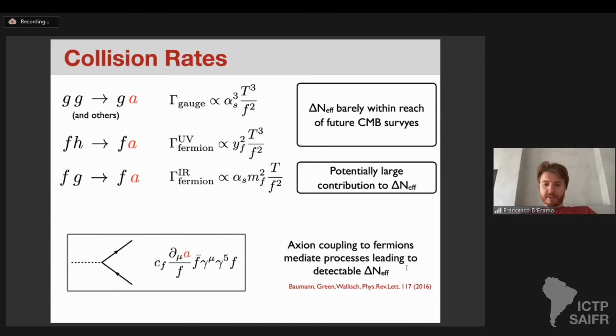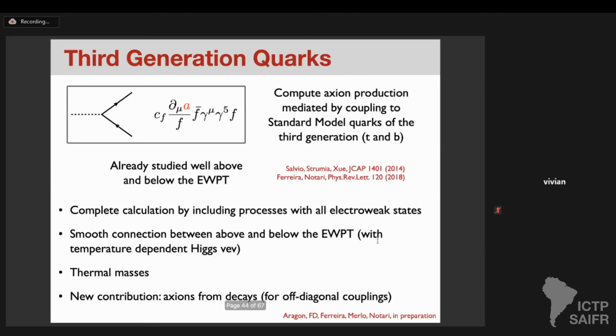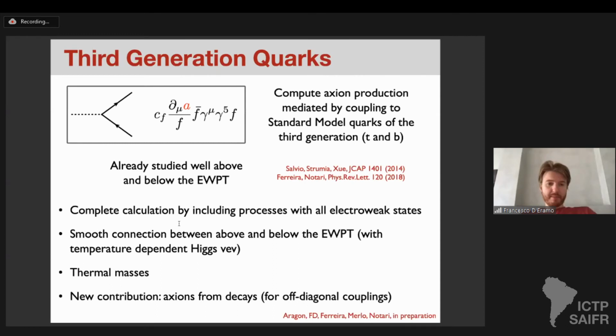Okay, so this is, as I said, promising, and the axion coupling to fermions can lead to a detectable signal in N effective, as was pointed out by this paper. And I can show you some plots of a calculation that I'm currently doing with my collaborators, where we are studying the axion production mediated by coupling to the quarks of the 3rd generation. So these are scatterings mediated by top and bottom. This is a case that was studied well above and well below the electroweak phase transition. Here we are providing a smooth prediction across the electroweak phase transition by accounting for the temperature-dependent Higgs VEV.